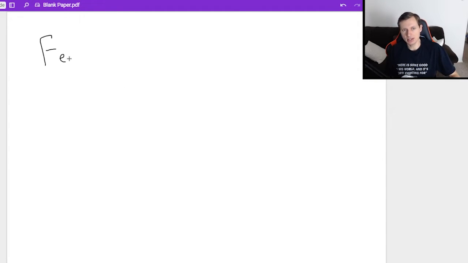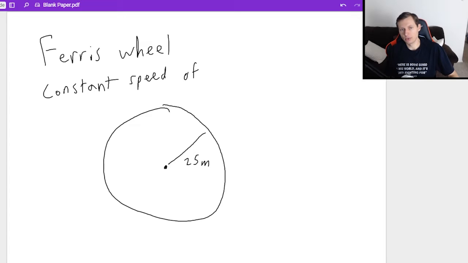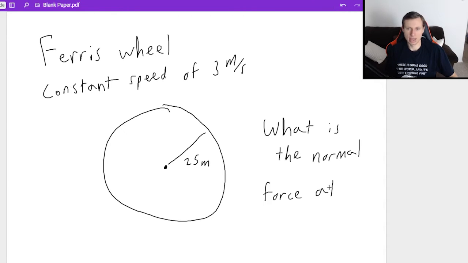So let's say I'm on a Ferris wheel, and the Ferris wheel looks like this. It's a big Ferris wheel, and pretend that's a perfect circle for me, please. I'm going to tell you the radius of this circle is 25 meters. And let's say you're moving at a constant speed of 3 meters per second while you're on this ride. My question is going to be, what is the normal force at the points A, B, and C?